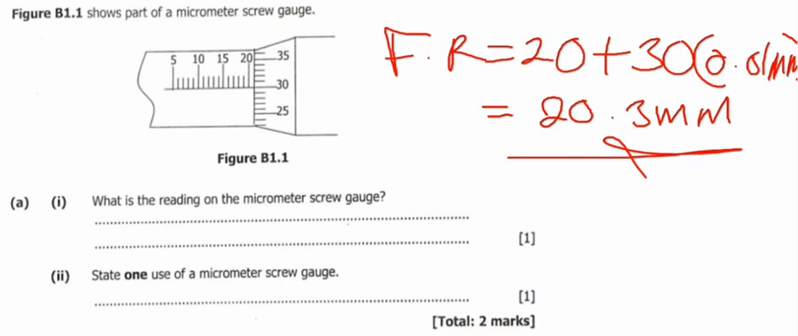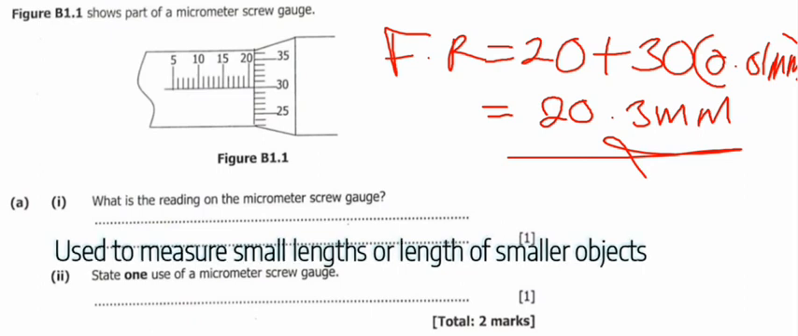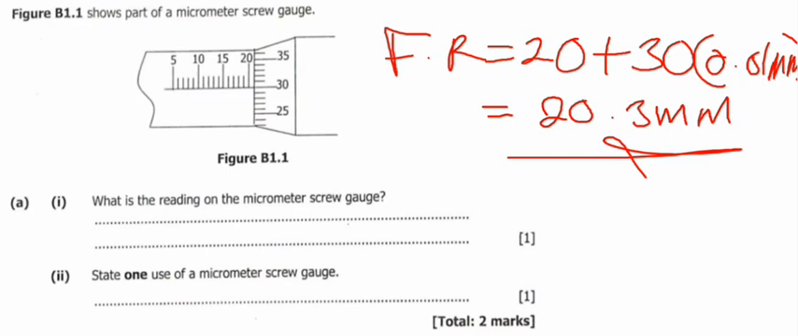Then as for Roman numeral number 2, it is saying state one use of a micrometer screw gauge. So the micrometer screw gauge is used in measuring small lengths, right? It is used to measure the length of smaller objects, for example, the length of a wire or the length of a hair, right? So those are the answers for Roman numeral number 2.